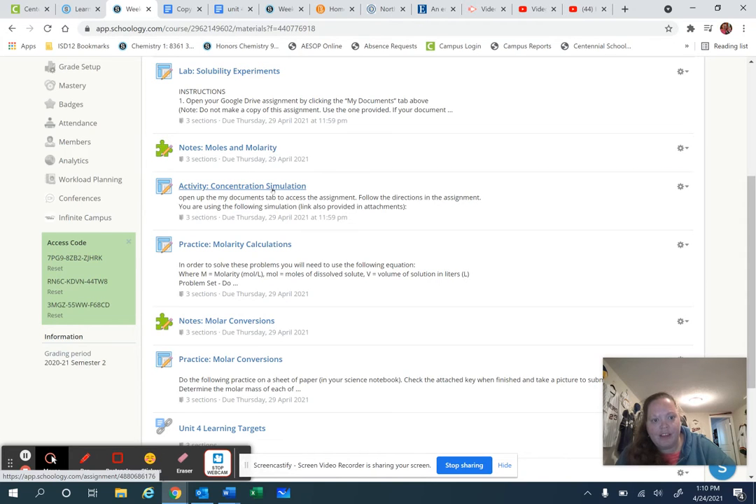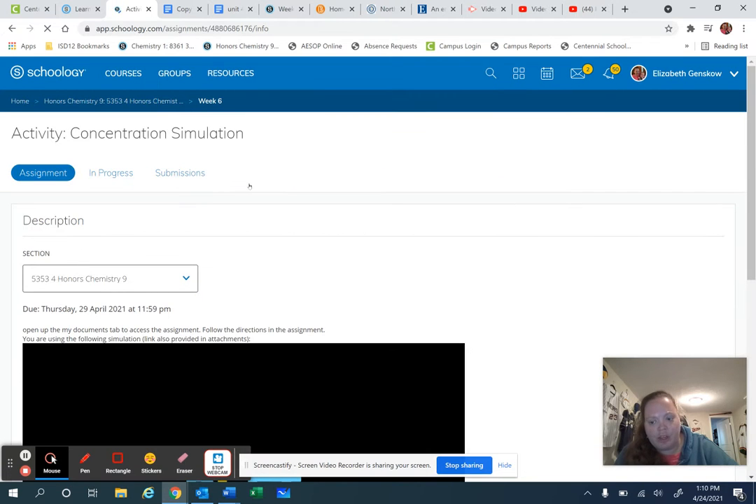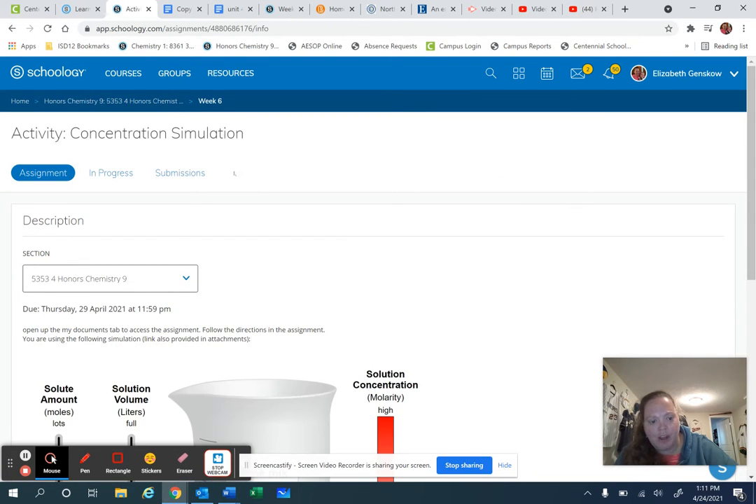Then the next thing is the concentration simulation, because molarity is all about concentration. That's how we express if something is dilute or concentrated. That is the terminology that we use in chemistry. We define terms in terms of molarity. So we're going to practice that with this simulation, and practice using molarity instead of going dilute or concentrated. Let's actually give it a numerical value for us.